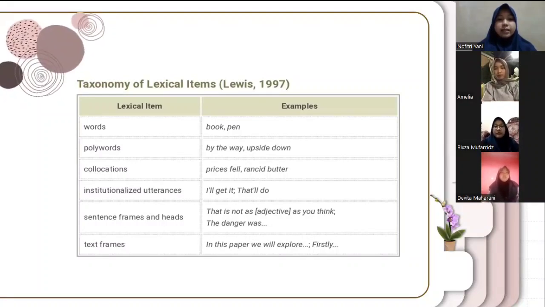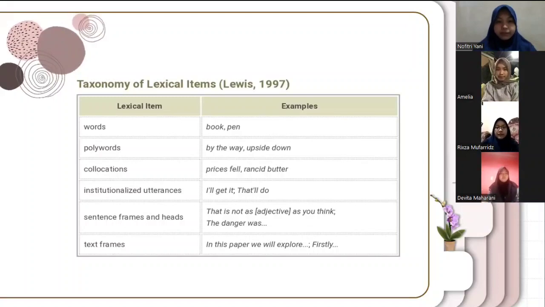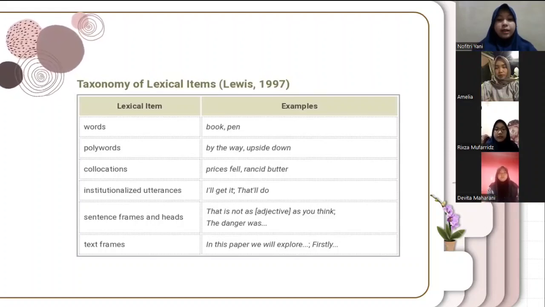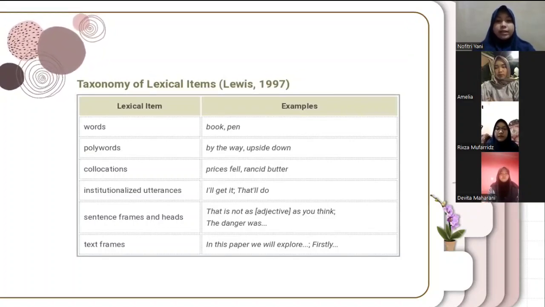Fourth is institutionalized utterances. Institutionalized utterances are the fundamental elements used in the most widespread speech acts. People do not remember the exact words they understand; thus, the learner must recognize them. For example, 'that is not as blank blank blank as you think,' or 'the danger was blank blank blank.'